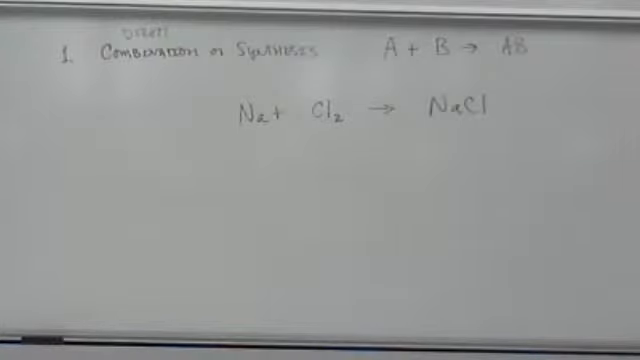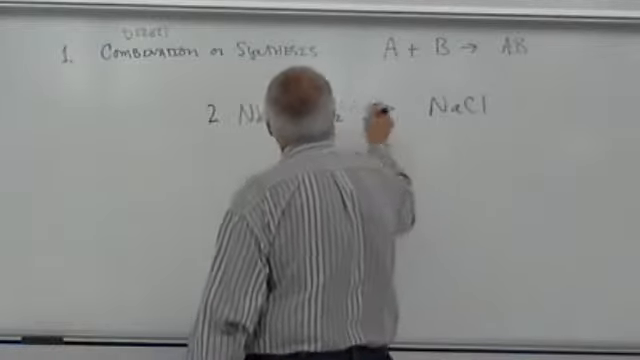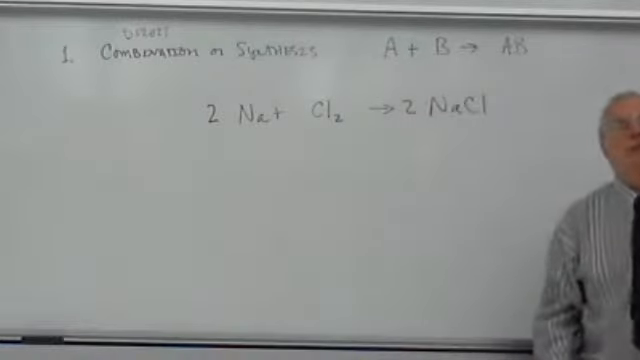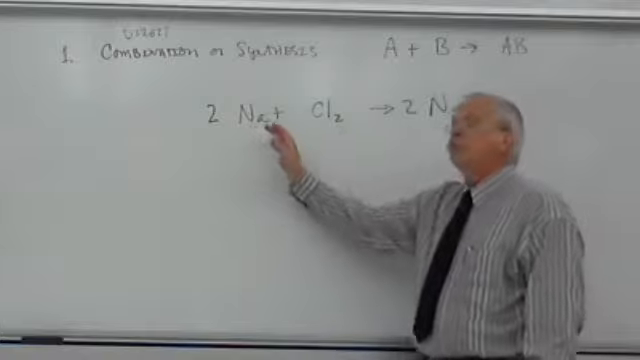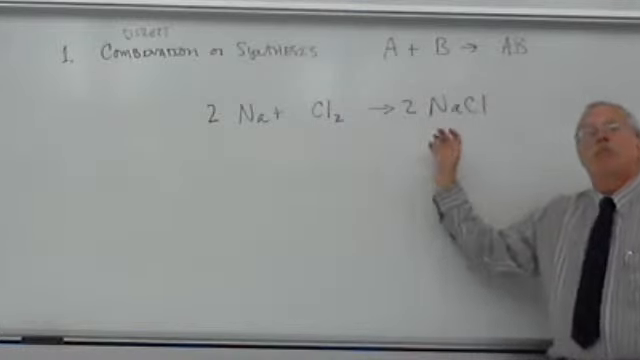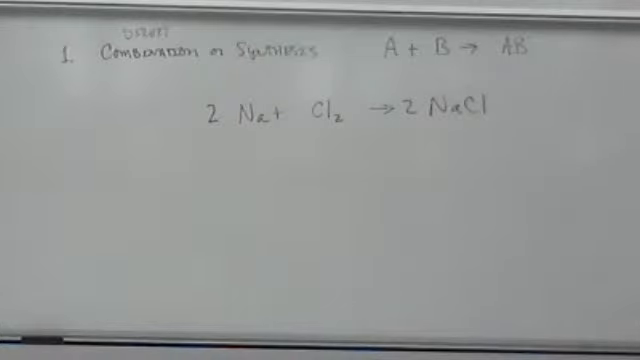Now, are we balanced? No. We worry about the balancing after we've written the correct chemical formulas. So, what do you suggest we do to balance this? 2 in front of NaCl, 2 in front of Na. 2 and 2, like so. Look how it relates to the dummy representation. We've got a substance A plus a substance B coming together to form one product. So this would be a direct combination reaction.